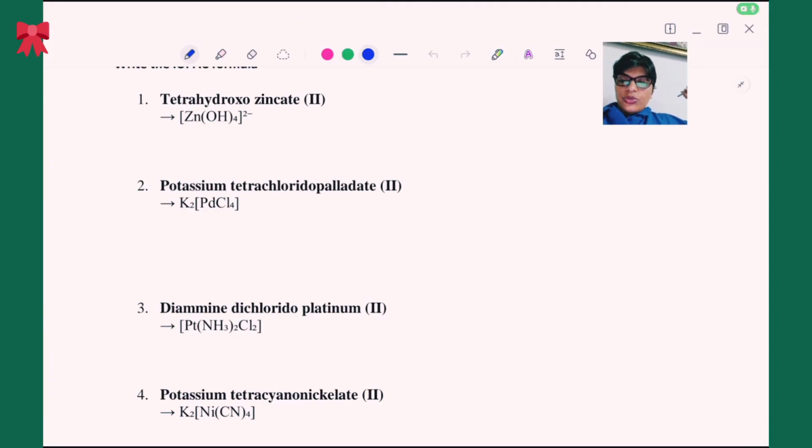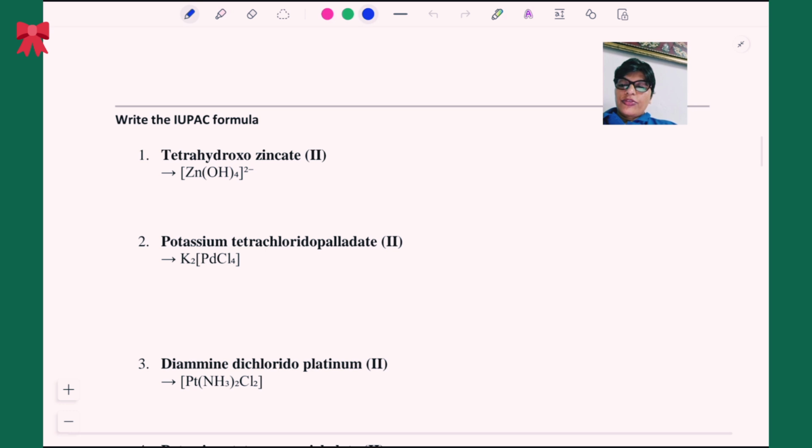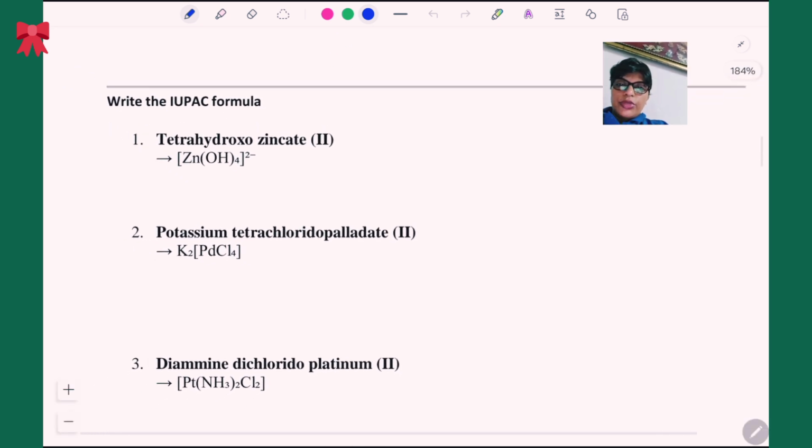Hello everyone. So today we're going to start with the topic of how to write the IUPAC formula of coordination compounds. This topic is important for almost 1 mark or 2 marks at the most in the board examination. So let us understand how to name the coordination compounds and how to write their formulae.